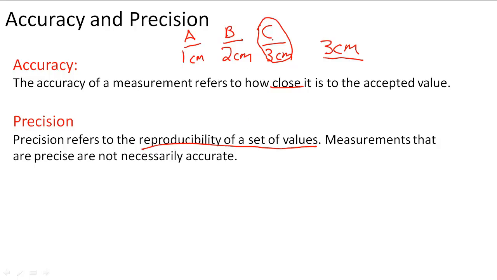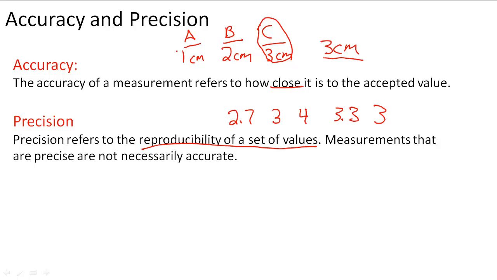So if that person kept measuring that same thing, does he keep getting 3? Or does he get 2.7? Then he gets 3 sometimes, or he or she gets 4, or gets 3.3, and then gets 3. Are they precise? Do they get the same measurements? Measurements that are precise are not necessarily accurate.